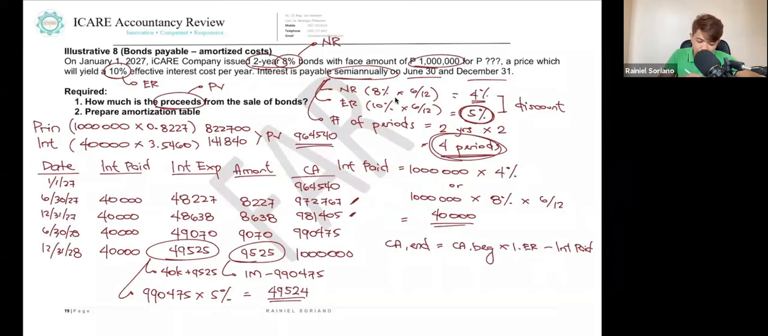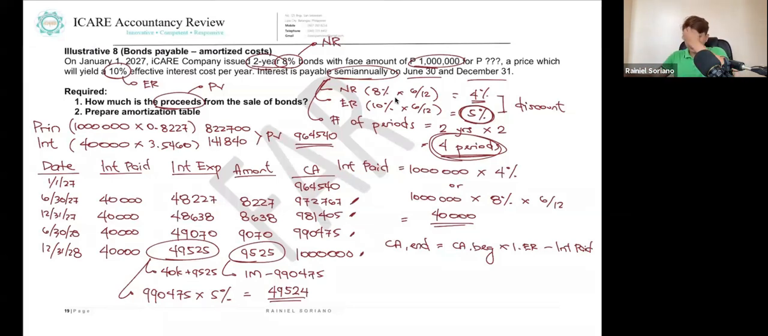Okay? Times 1.05 minus 40,000, this comes out to 990,475. Then times 1.05 minus 40,000, this comes out to 999,999 or 1 million. There's a difference of 1 peso due to rounding off of the present value factor. Right? So that's bonds payable at amortized cost.